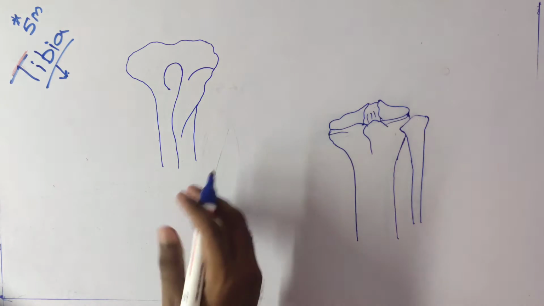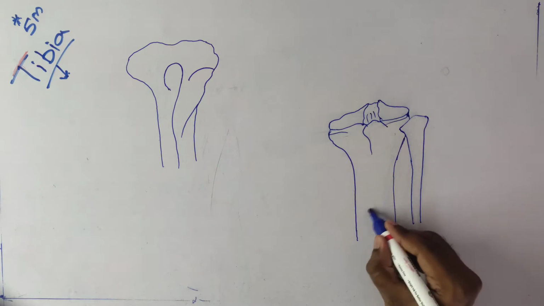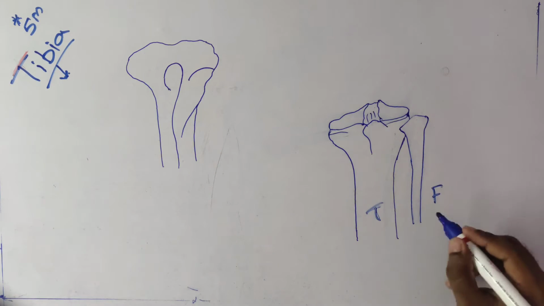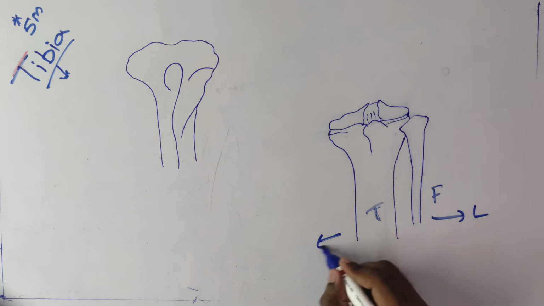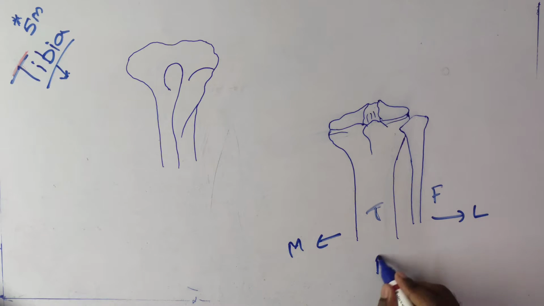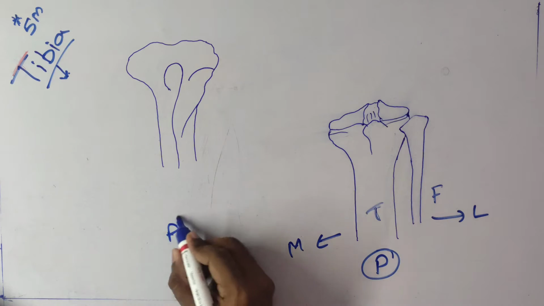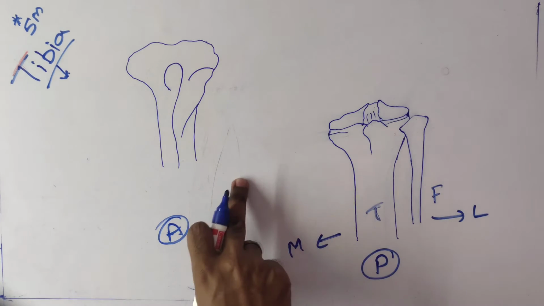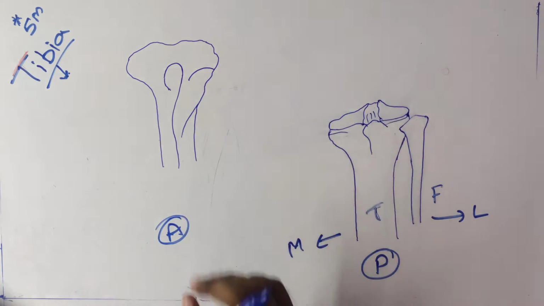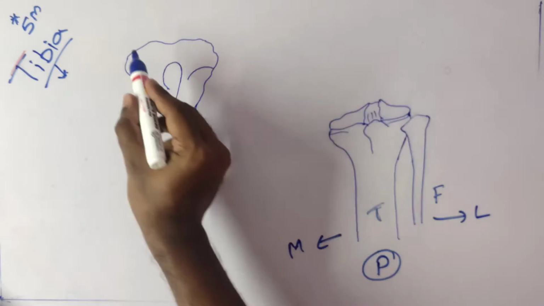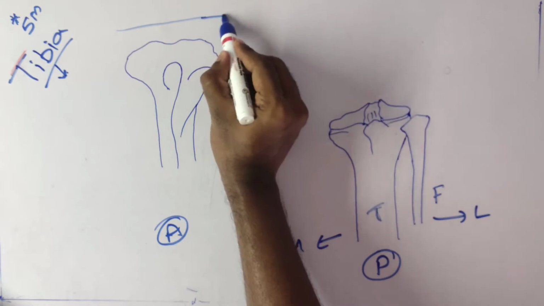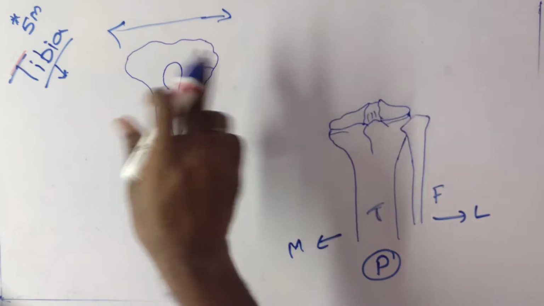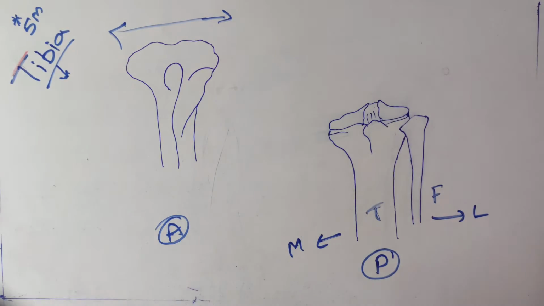Next, the tibia is the medial bone. This is the tibia and this is the fibula. The fibula is the lateral bone and the tibia is the medial bone. This is the posterior region, this is the anterior surface. The tibia is the medial bone as well as the large bone of the leg. See, the width of the tibia, the head of the tibia, the upper end of the tibia, is very large.